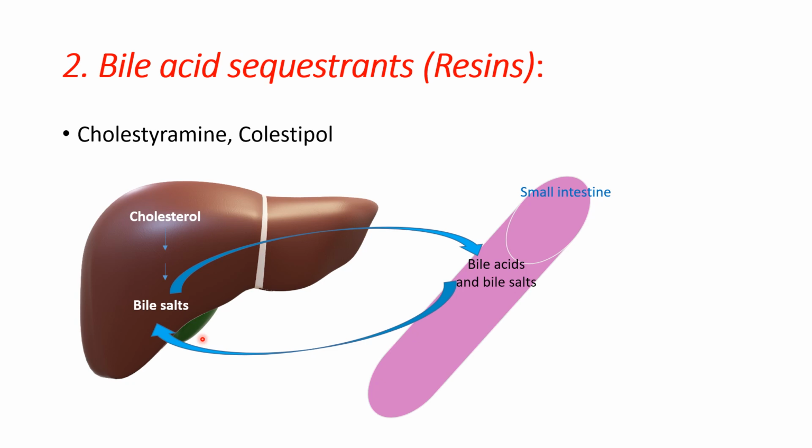So in the case of this resin, how will it act? Our drug will bind with the bile acid and the bile salt present in the small intestine, and prevent their reabsorption from the intestine, forming an insoluble complex which is then excreted into the feces. So basically cholestyramine and colestipol form an insoluble complex with the bile acid and salt, preventing reabsorption from the intestine, and finally it is excreted into the feces.